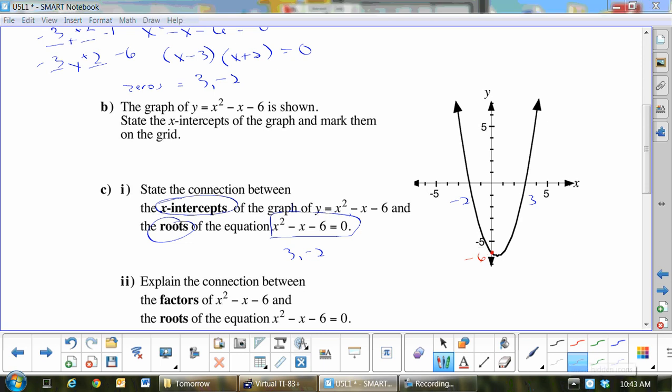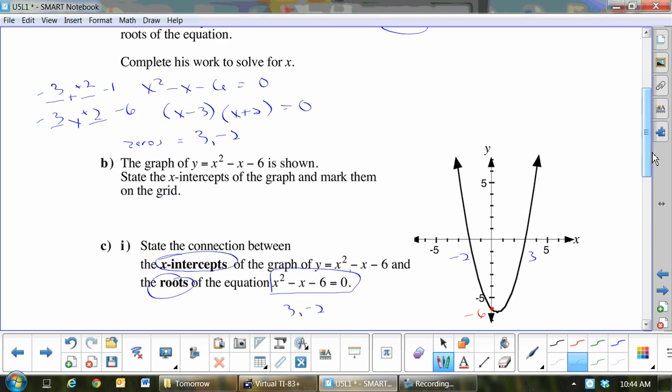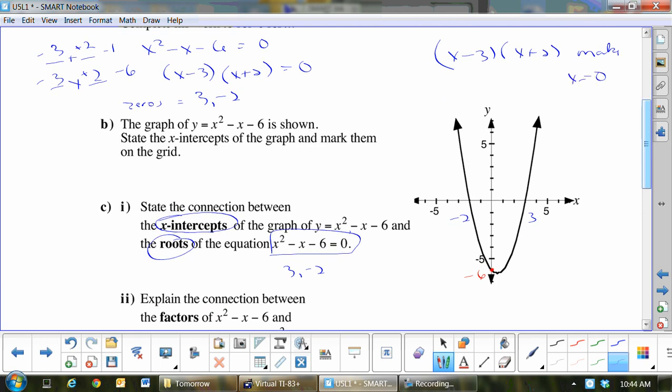0. So if I took my equation, x minus 3 times x plus 2, and I make x equal 0, well, let's do that. 0 minus 3 times 0 plus 2. That's the same thing as -3 times 2. That equals -6. So right from your equation, you should be able to find out what are my x-intercepts and y-intercept.